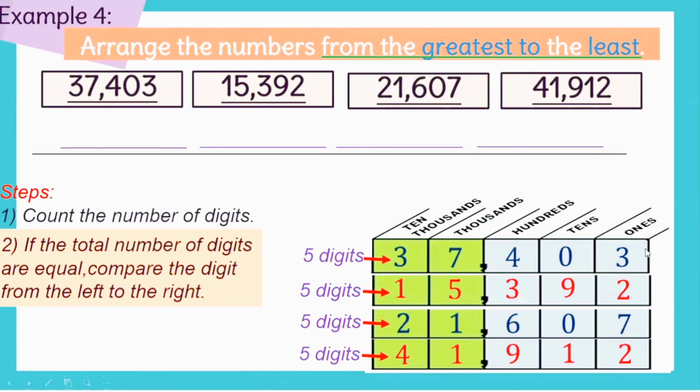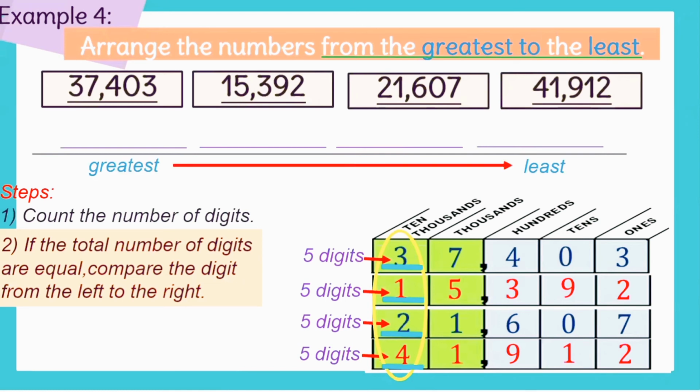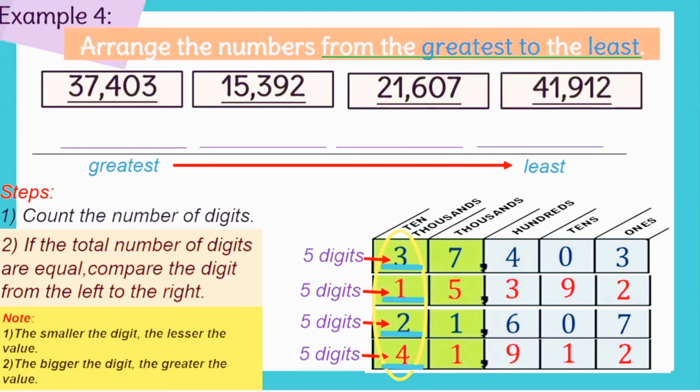Let's start with the 10,000s place. We have 3, 1, 2, 4. We can observe they are not the same. So let's stop here. Let's compare and decide which number is the greatest and which number is the least. Since we're going to arrange the numbers from the greatest to the least, let's start with the greatest. As we all know, the bigger the digit, the greater the value. So it means 4. The whole number 41,912 is the greatest number among the others.